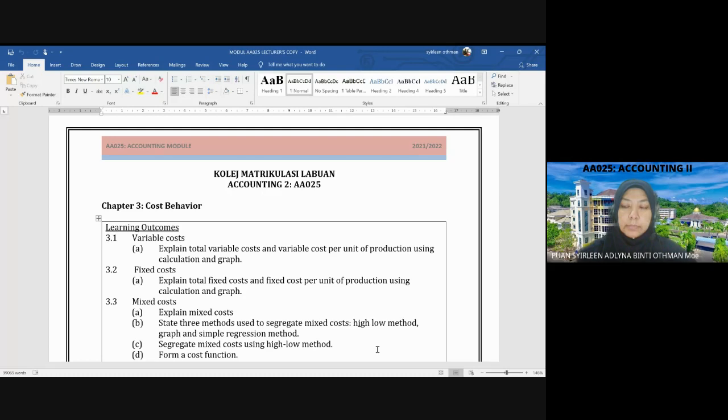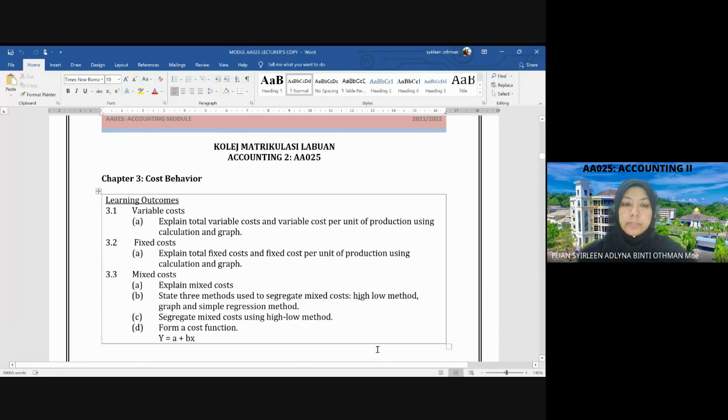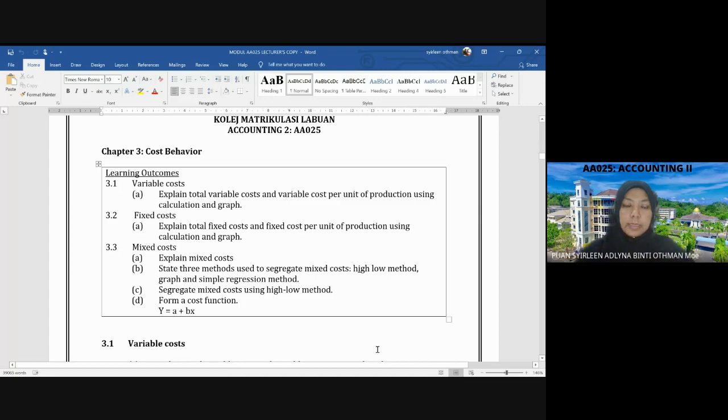So bila madam sebut behaviour dekat sini, behaviour means sifat ataupun ciri-ciri apa sesuatu cost tu terhadap unit pengeluaran. Okay, so untuk cost behaviour, actually we have 3 types of cost. Kita ada variable cost, alright, kita ada fixed cost dan kita ada mixed cost.